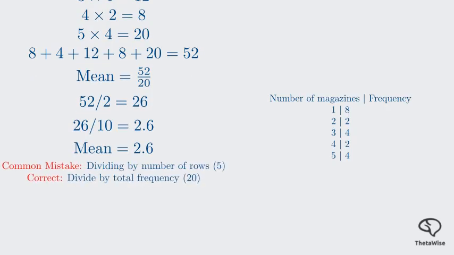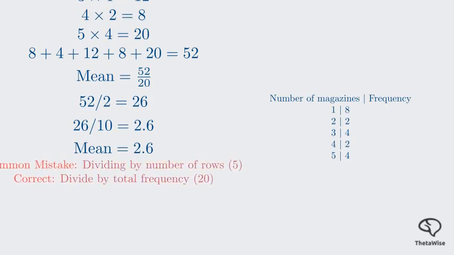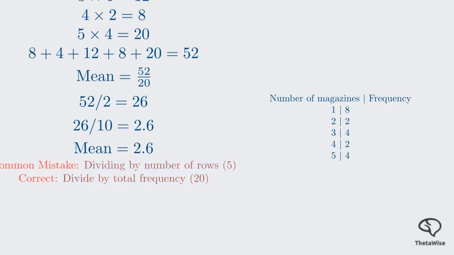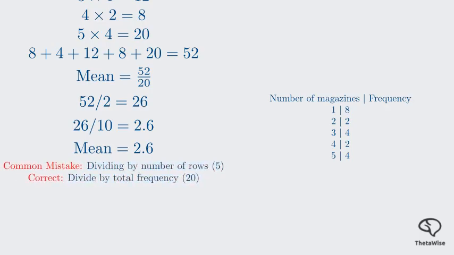A common mistake is dividing the total number of magazines by the number of rows in the table, which is 5. You must always divide by the total frequency, which is 20.